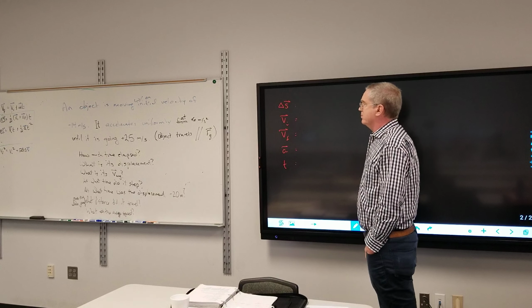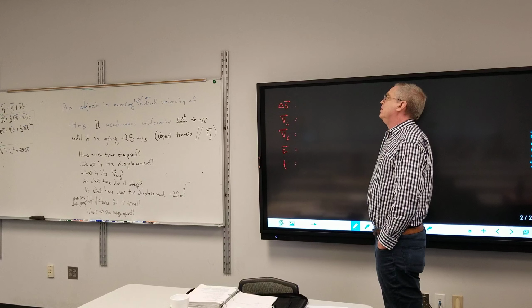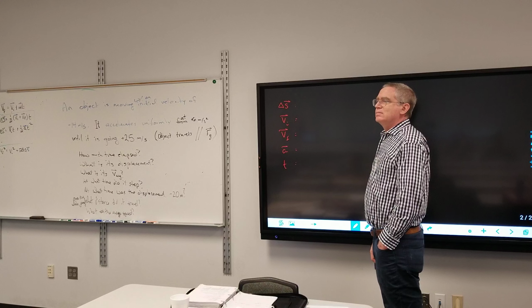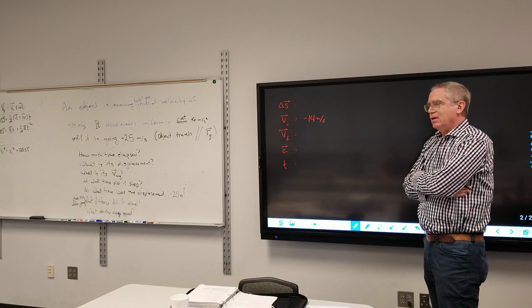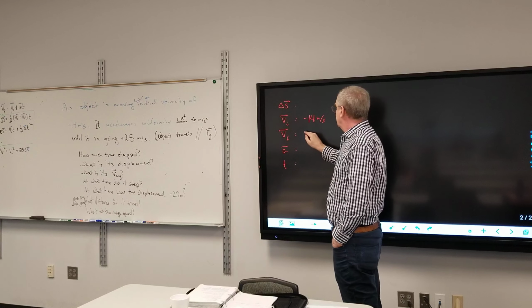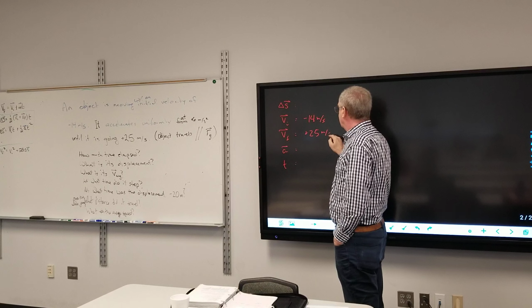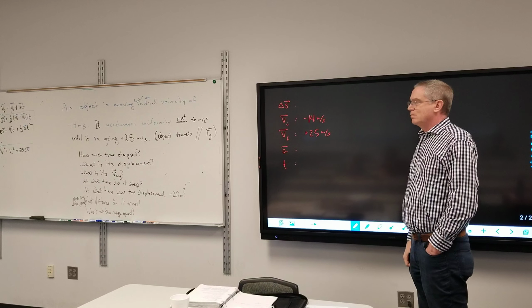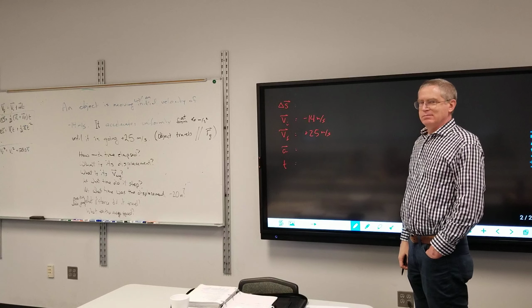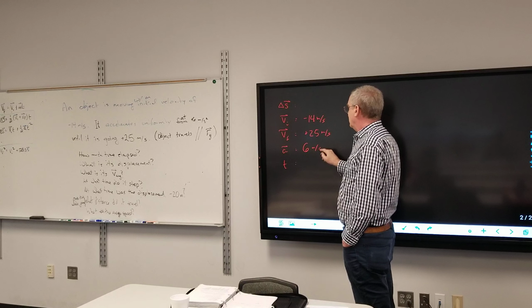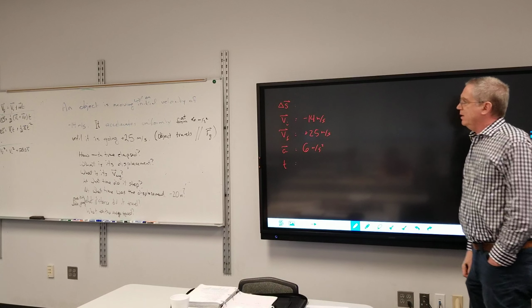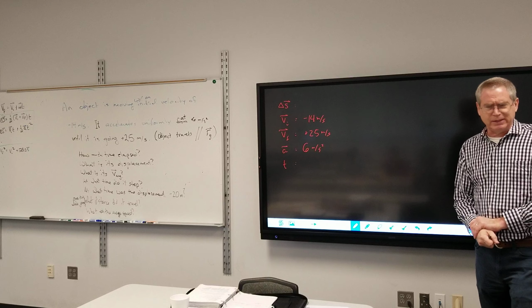What do we know? The initial velocity is -14 meters per second. All right. What else? You know that the final velocity is positive 25 meters per second. You know the acceleration is 6 meters per second squared. Other people can play too. It's okay. All right. So first question is how much time elapsed?